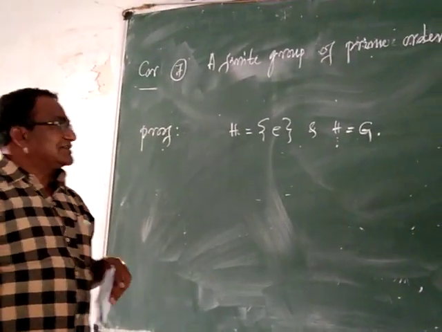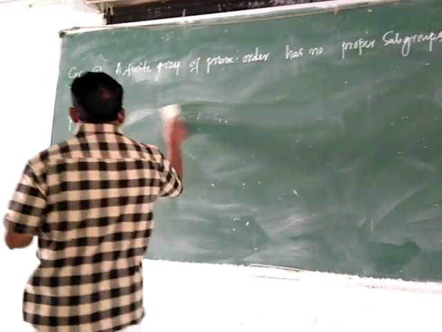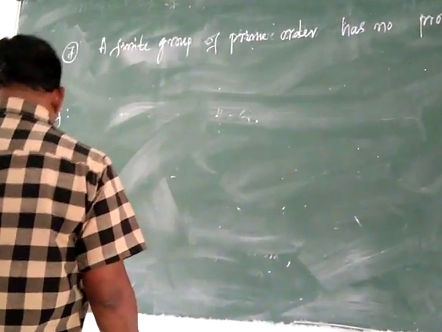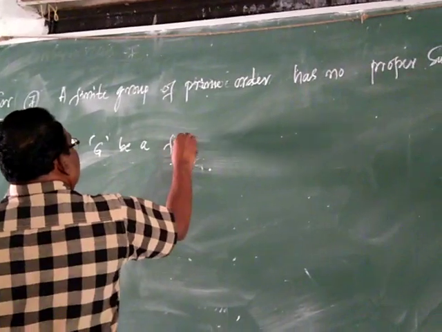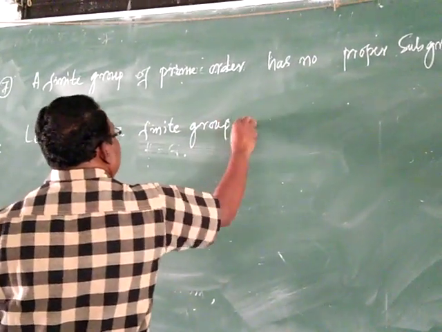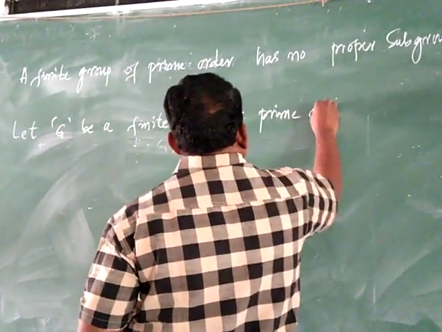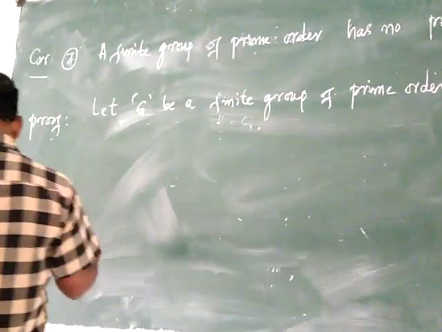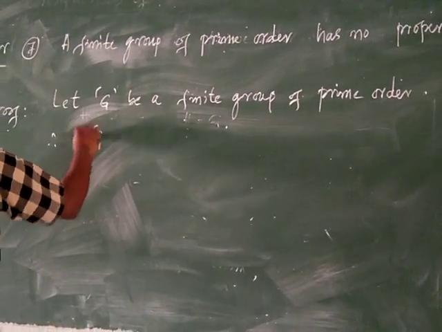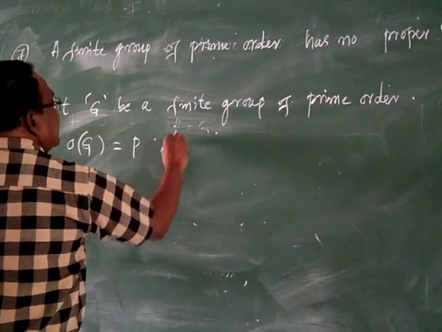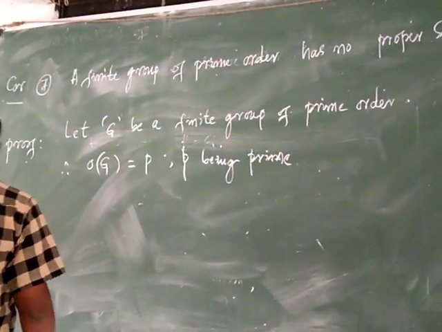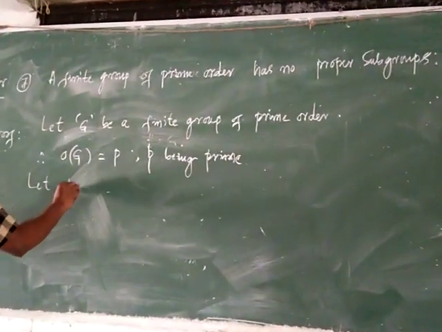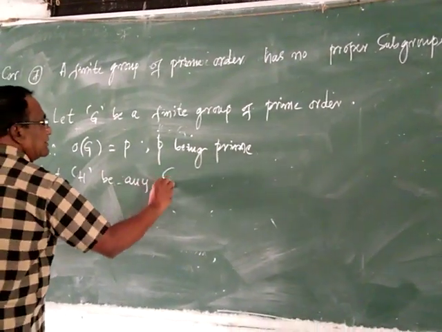Okay. So now here I wanted to prove that a finite group of prime order has no proper subgroups. For that, let us take a group G. Let G be a finite group of prime order, which means the order of this group is a prime number, and therefore the order of G is equal to P, where P is a prime number. Let H be any subgroup of G.